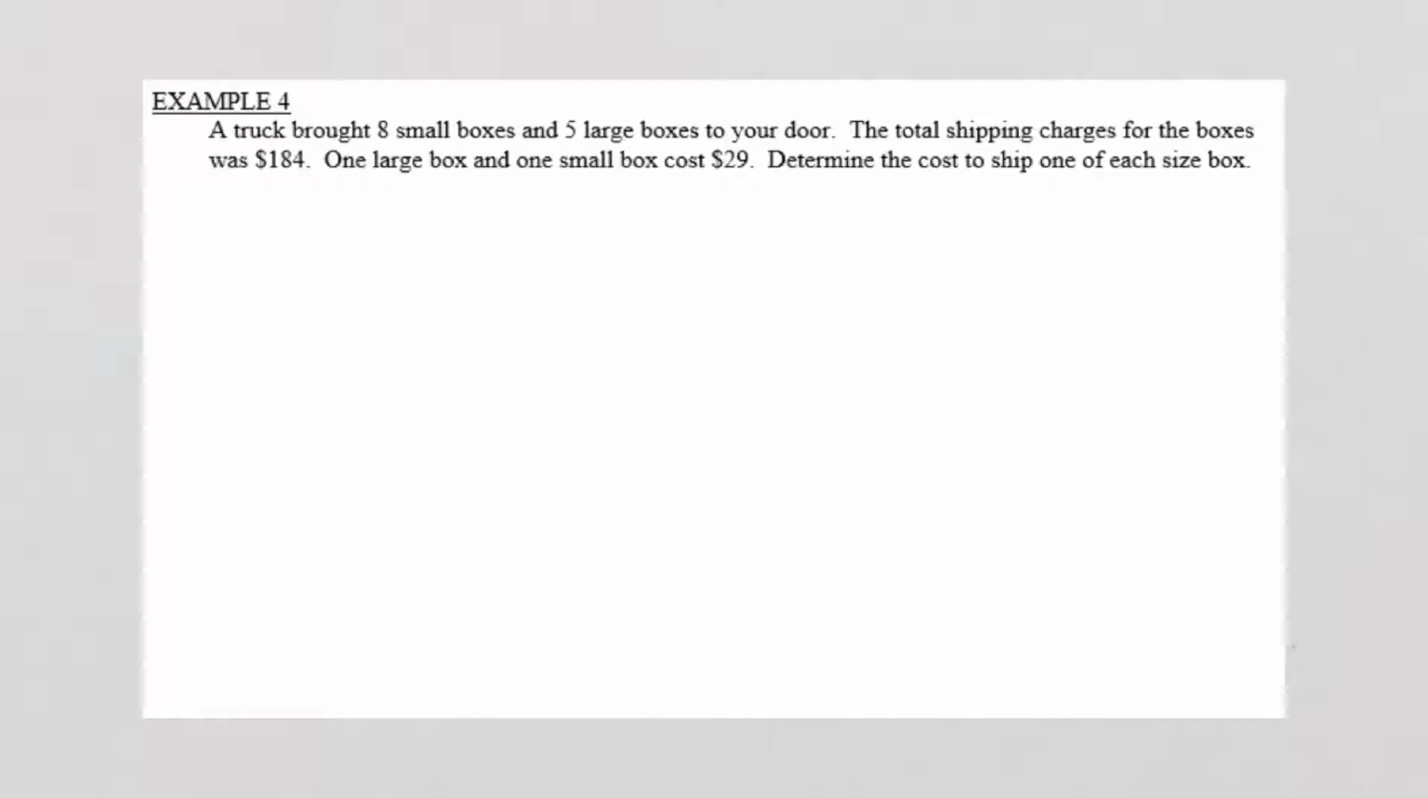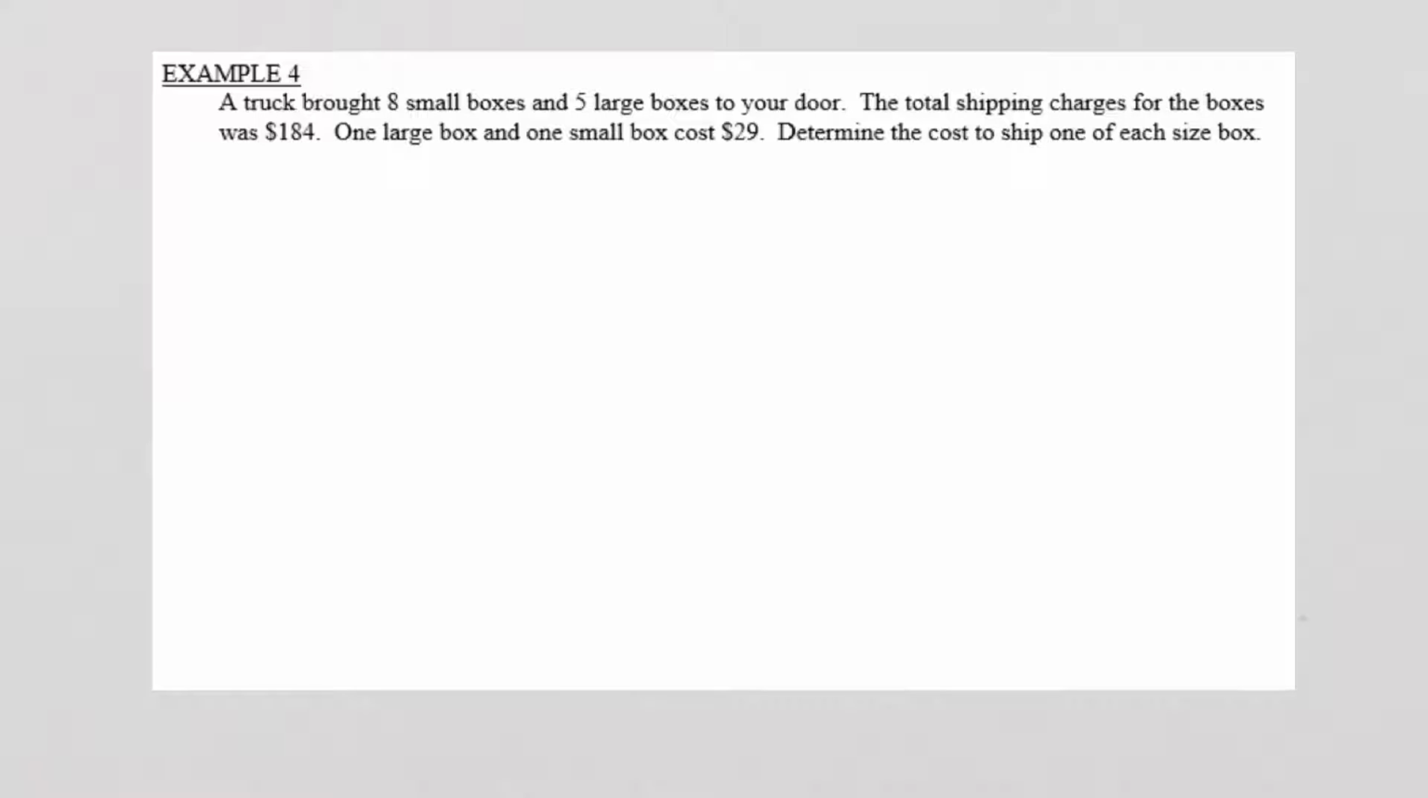For example 4, it's asking us to determine the cost to ship one of each size box. So again, we're defining our variables first. I'm going to say x is the cost to ship the small box, and then y is the cost to ship the large box. That's the first step. Second thing, we need to write our system of equations.